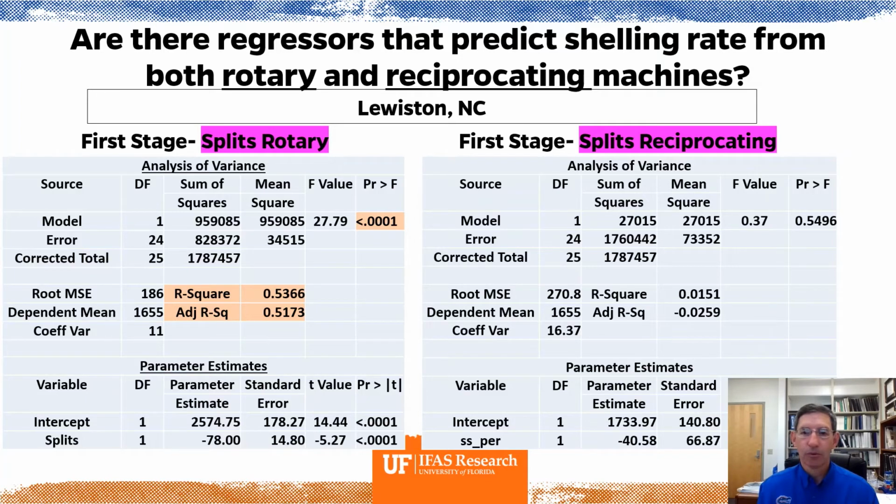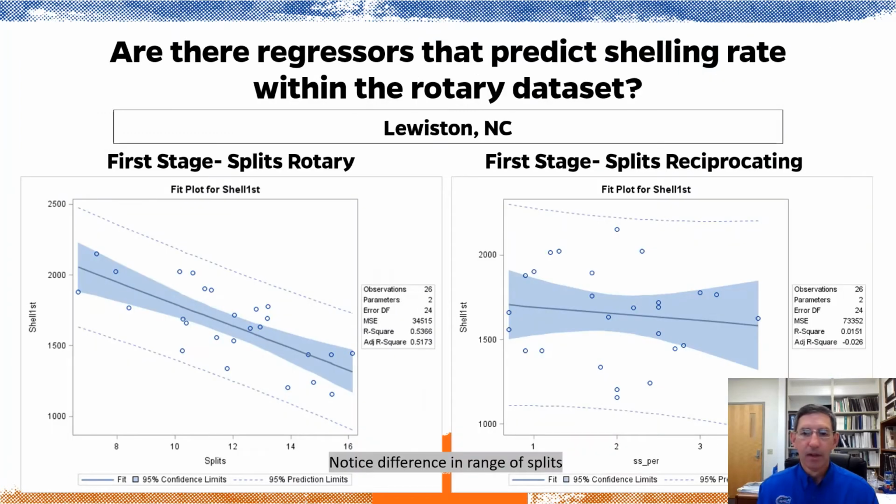But that did not hold true on the reciprocating sheller. And as we see in the next slide, you can tell why. Look at the range of splits that were generated in the rotary sheller. It went from low 1% up to 16% on our scale, whereas in the reciprocating sheller, it was only up to less than 4% splits generated. So of course, we don't see the same range, so we're not going to be able to see the same relationship between the splits from the reciprocating sheller that we see from the rotary sheller.